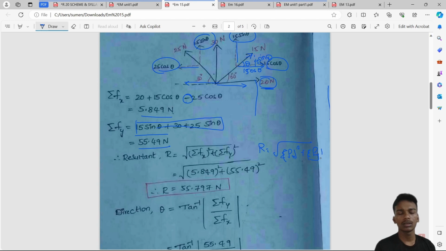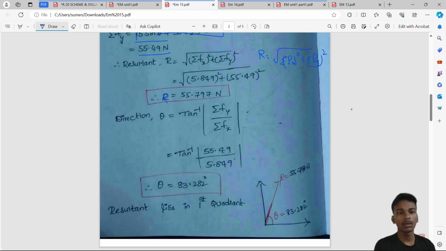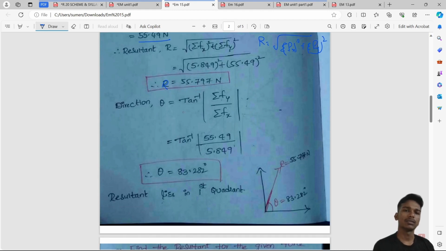Now the formula for resultant is equal to under root of summation of Fx square plus summation of Fy square. I'm going to substitute these respective values and square them and find the summation, and I'm going to apply root for the whole thing, and I got the resultant to be 55.797 newtons.